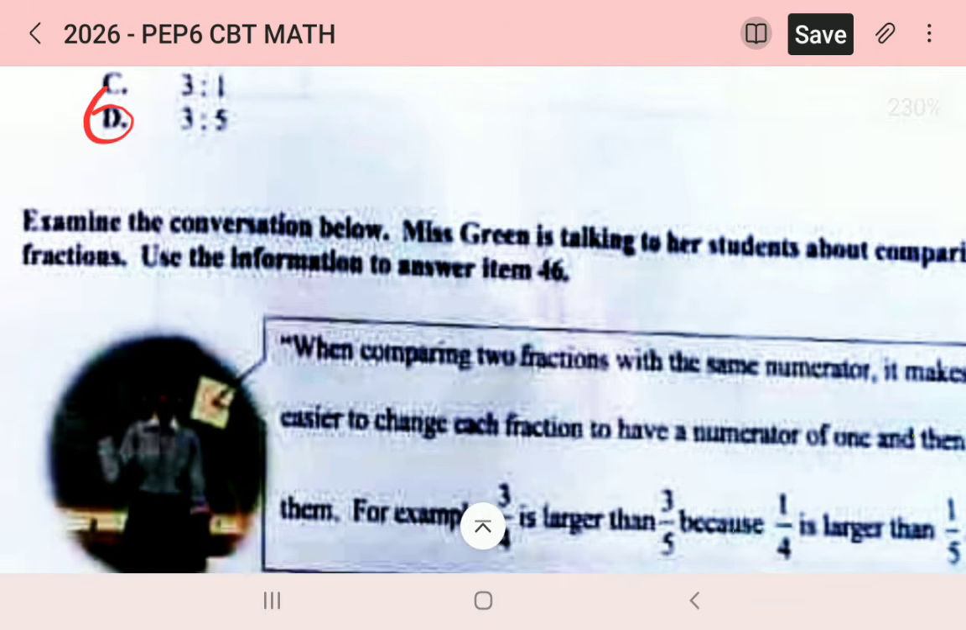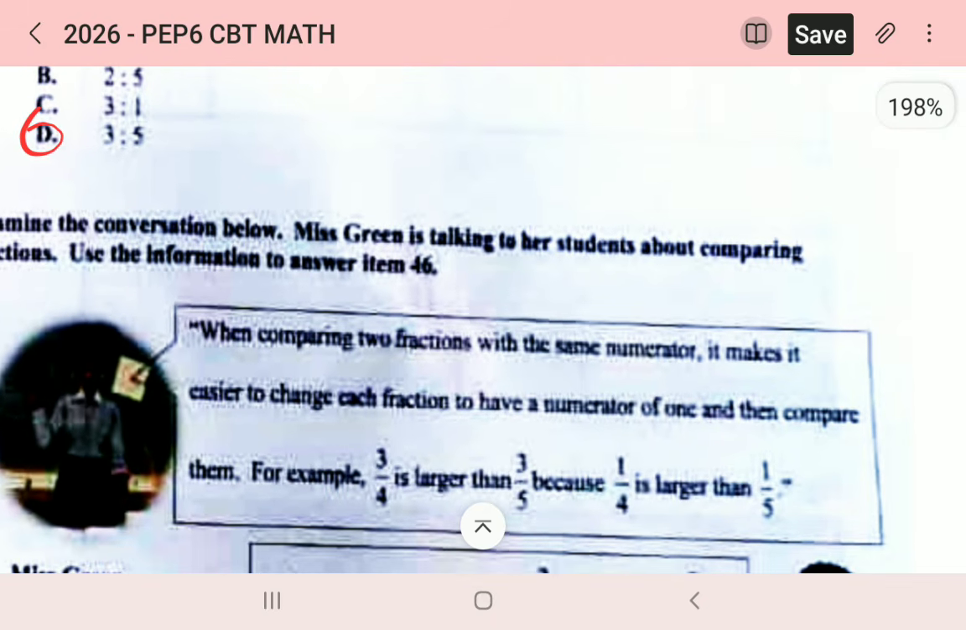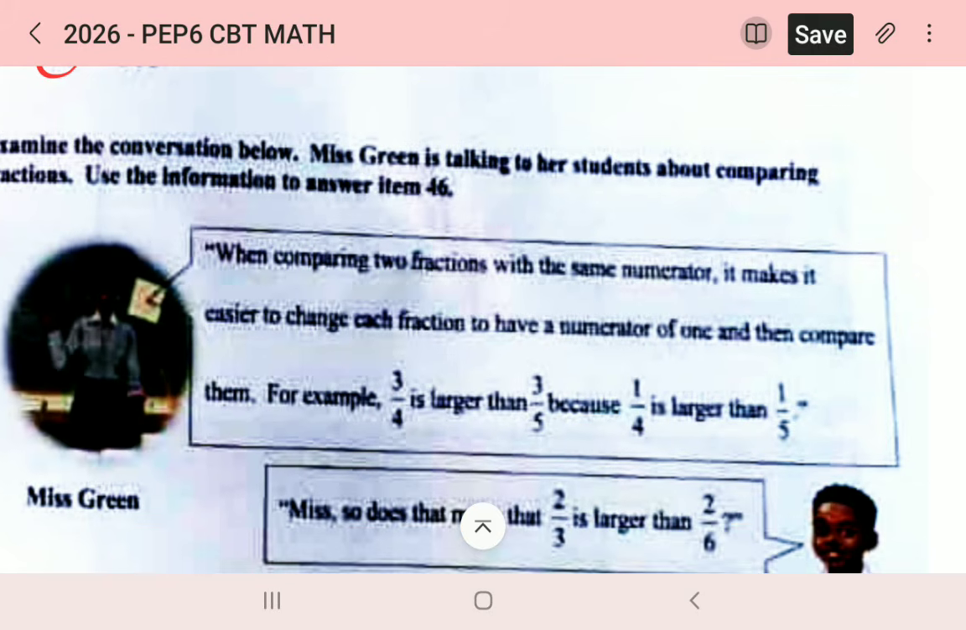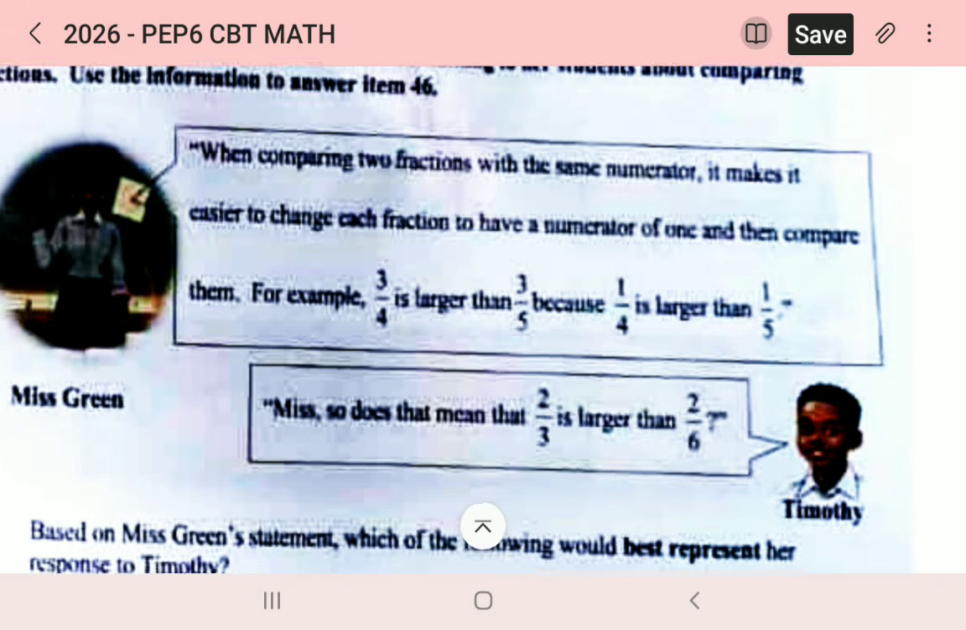Good job, guys. Examine the conversation below. Miss Green is talking to her students about comparing fractions. Use the information to answer item 46.